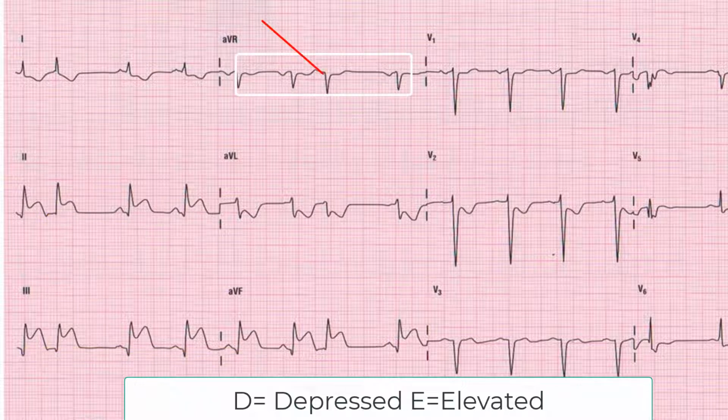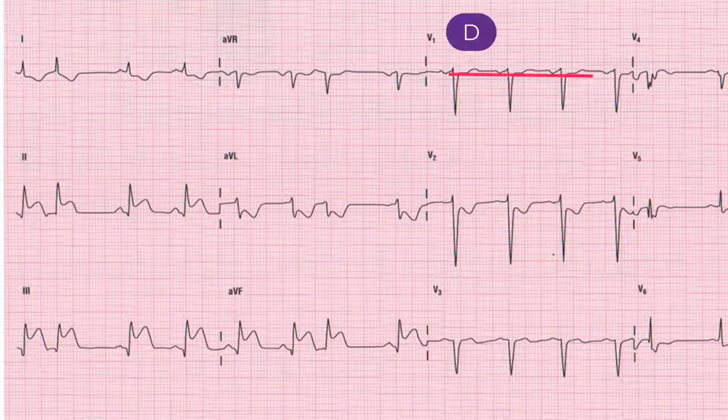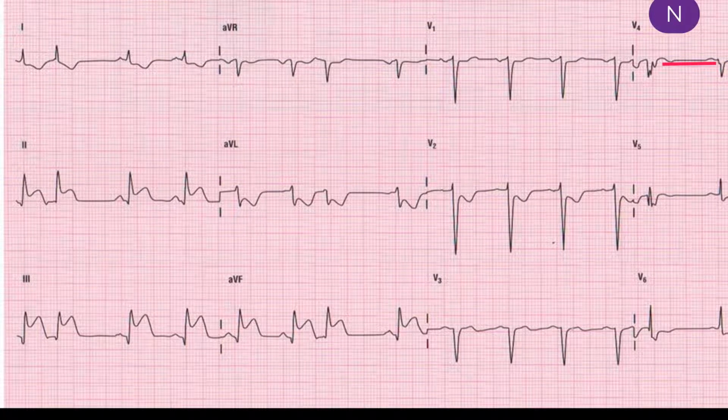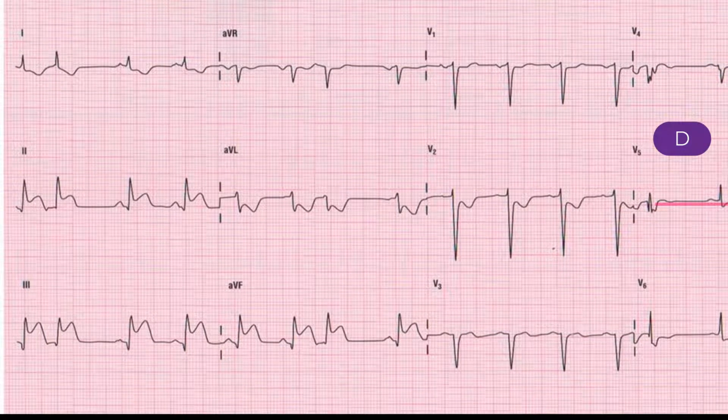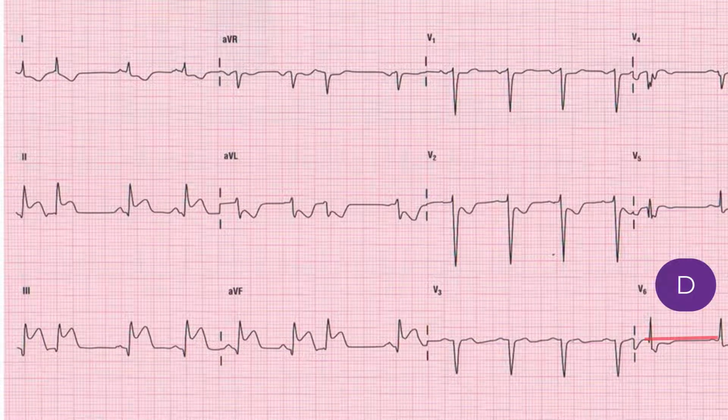We do not look at AVR in assessing for the presence of MI. AVR is reserved for other conditions, which is beyond the point of our discussion for today. So we ignore AVR, we look at AVL, and AVL looks like it's depressed. And AVF, it looks like it is elevated. In V1, it looks slightly depressed. V2 is slightly depressed. In V3, it appears to be normal. In V4, it appears to be normal. V5 appears to be depressed, and V6 appears to be depressed.